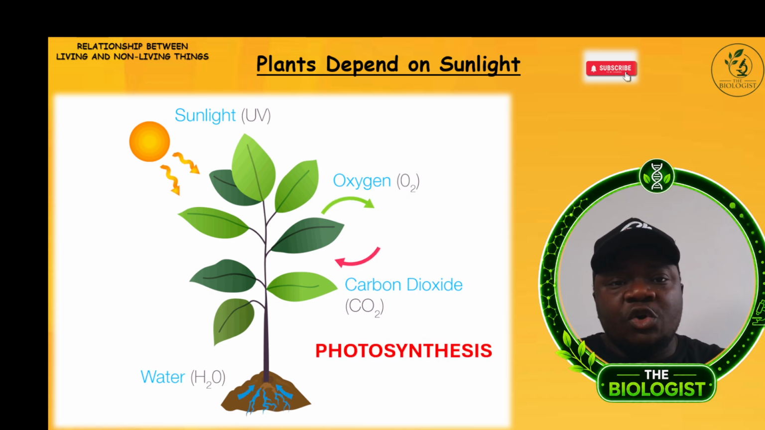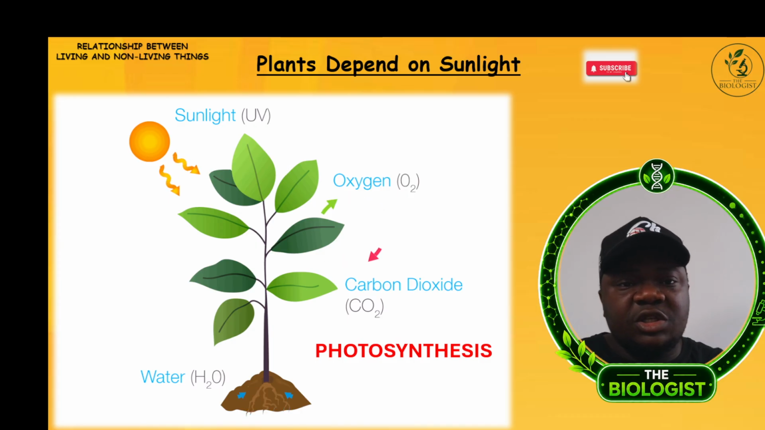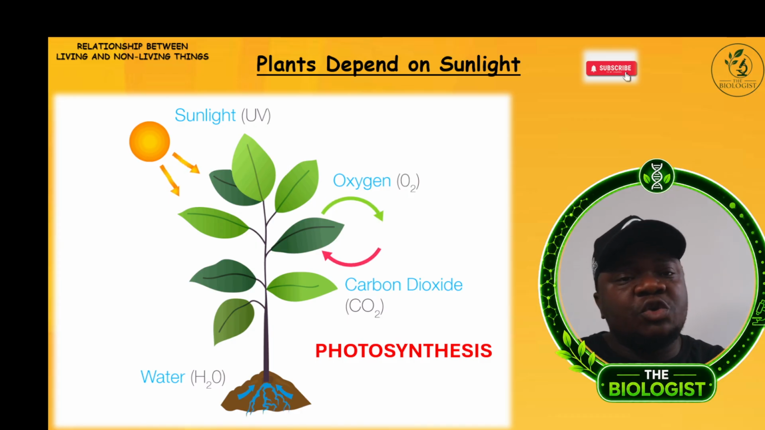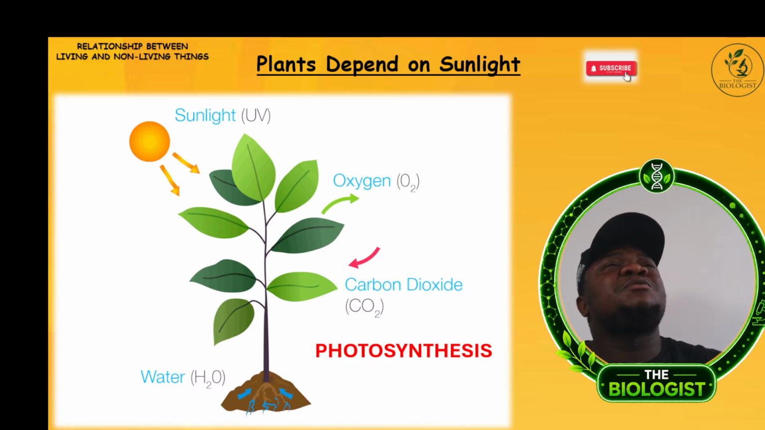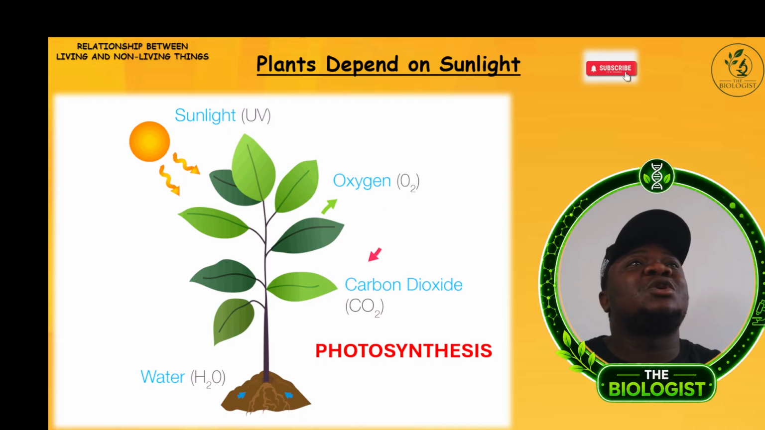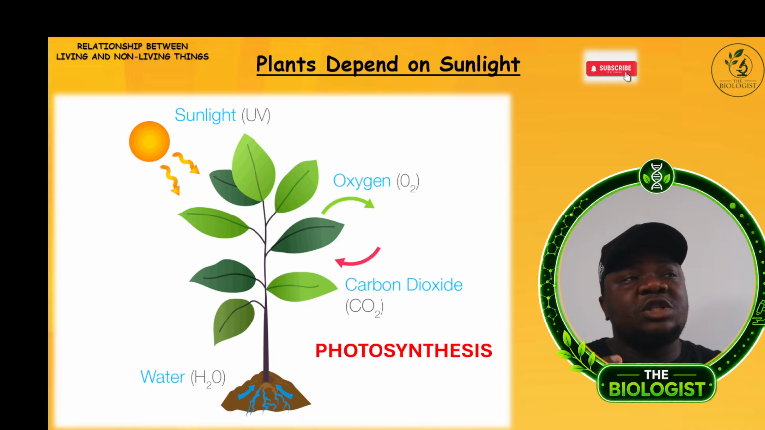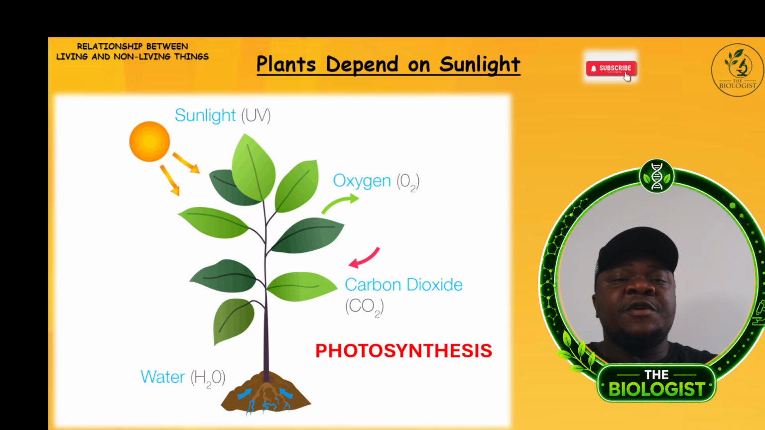So this process is photosynthesis. If you look at this picture, in my last lesson I made reference to how we take in oxygen and give out carbon dioxide. During photosynthesis, the reverse is the case. Plants give out oxygen and utilize carbon dioxide for photosynthesis.